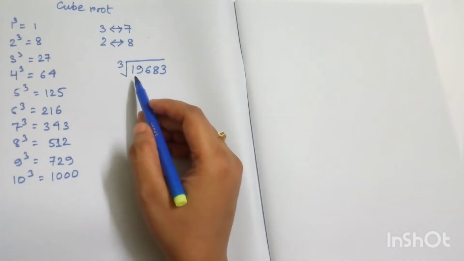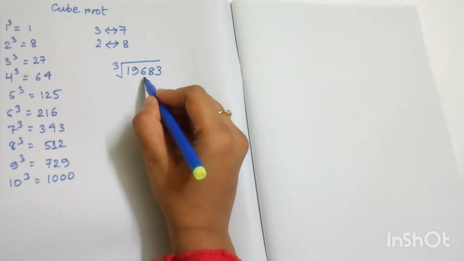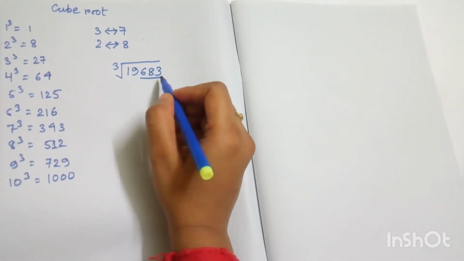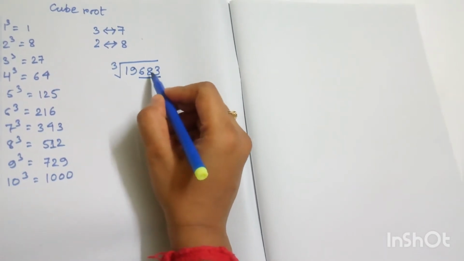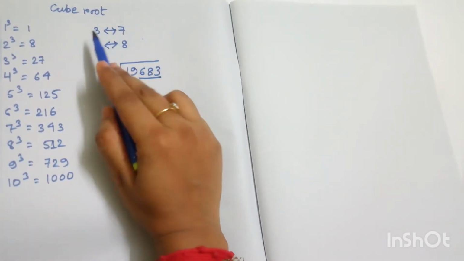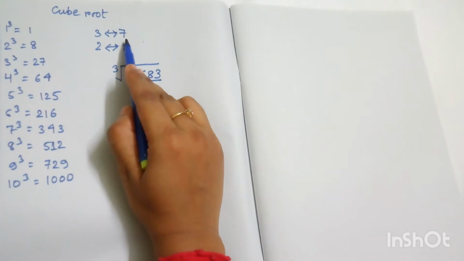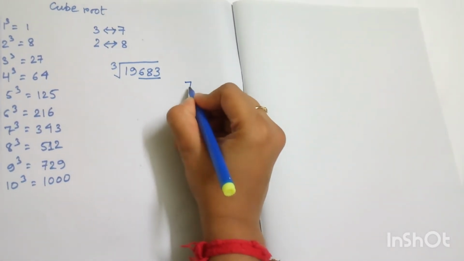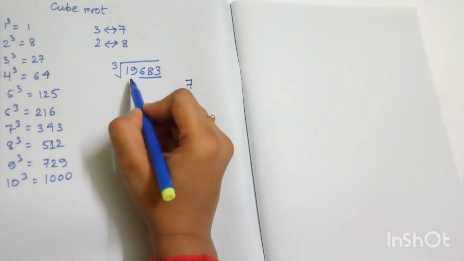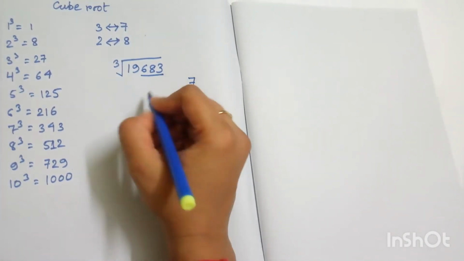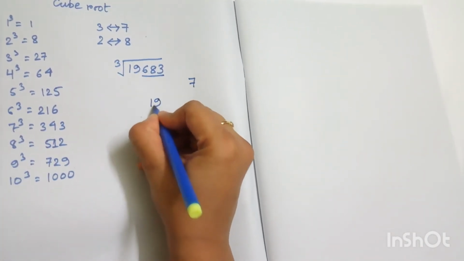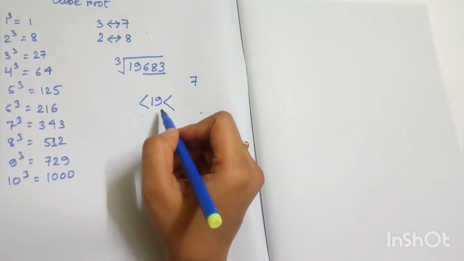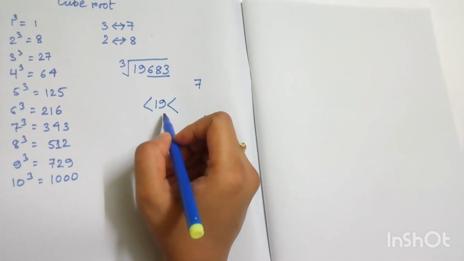First, what you have to do? You have to choose the last 3 numbers from the right. And here the unit digit is 3, so the unit digit of the answer must be 7. And take the remaining number, it is 19. Then find, this 19 is between which two cube numbers?